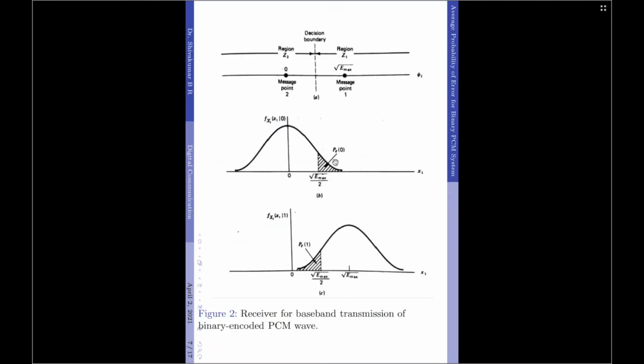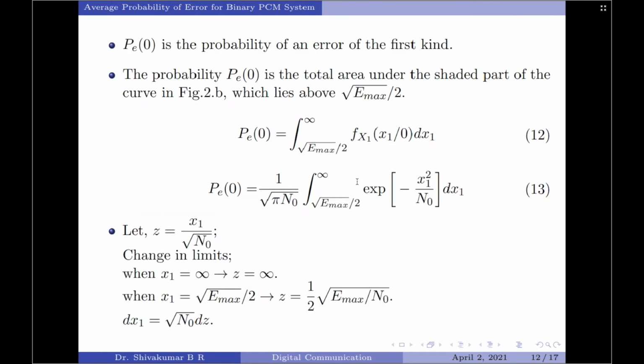Now you can see here we have currently plotted the likelihood function when symbol 0 was transmitted. So the shaded part of the curve which lies above root of Emax by 2 is what is actually Pe of 0. Therefore, to get the Pe of 0 expression, all we need to do is simply integrate fx1 of x1 given 0 over the interval root of Emax by 2 till infinity. That is what we have shown here.